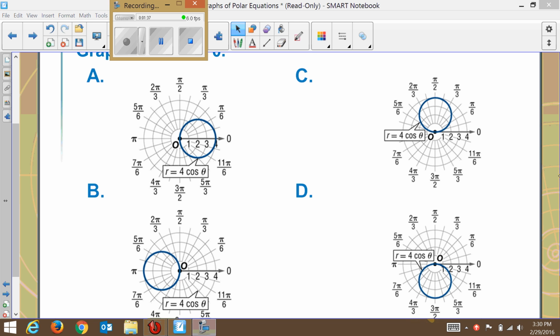The correct answer would be B. This would be -4 cosine. They wrote it wrong here. That needs to have a negative there, but it would be going to the left 4 units of the circle of cosine.